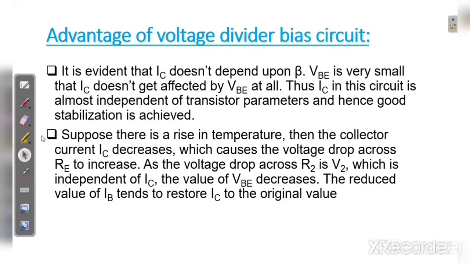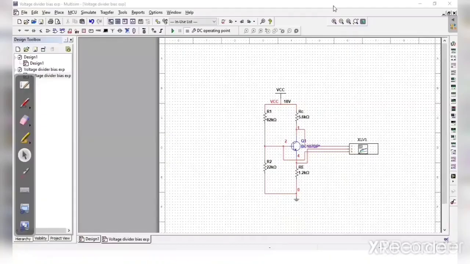Now we are going to implement this in the Multisim. So this is our voltage divider circuit, which we saw before. The same circuit I constructed in the Multisim software. It has R1, R2, RE, RC, and a transistor with a beta value of 50, and a BJT analyzer. Here, if we want to find the Q point, we have to set the DC mode as in the previous one. And here we run this.